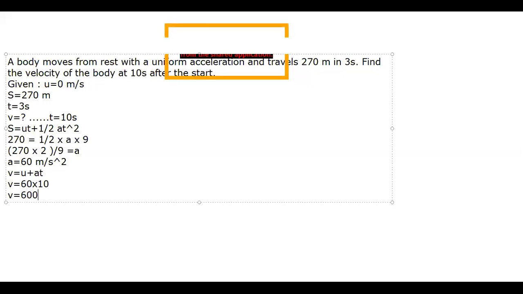Atharva, you had given the final answer. Yes, sir. The final velocity is 600 meter per second. Please copy. Done, sir. Very good.